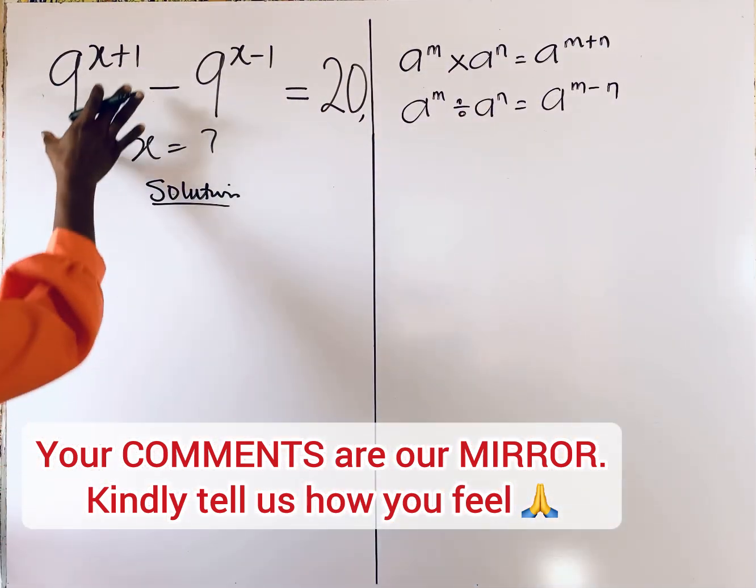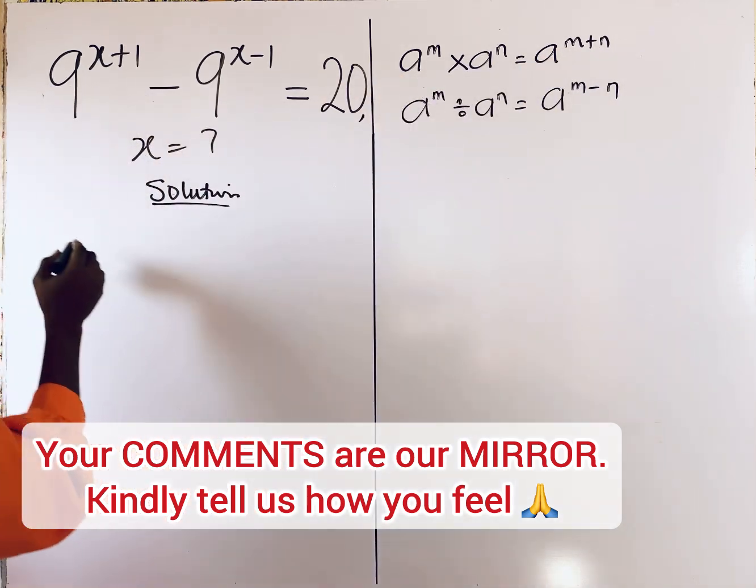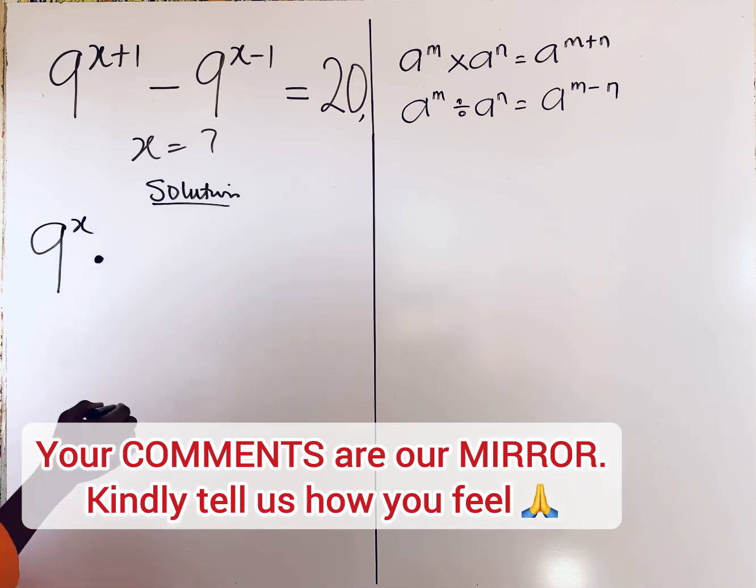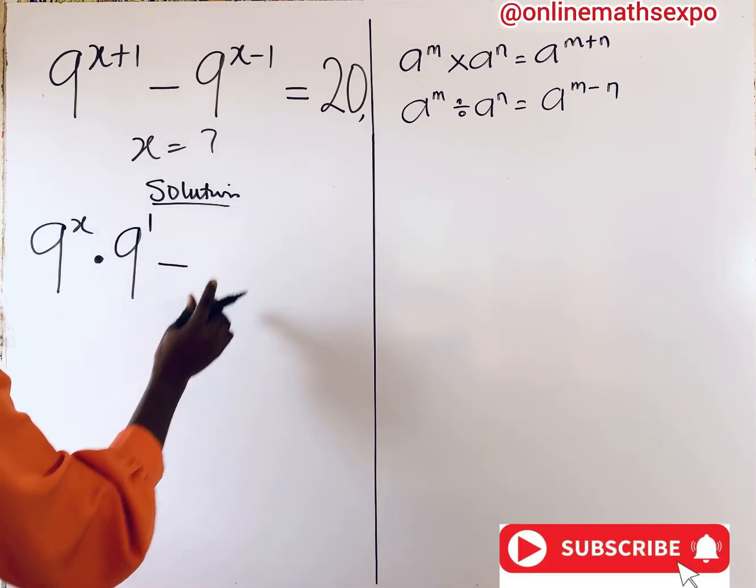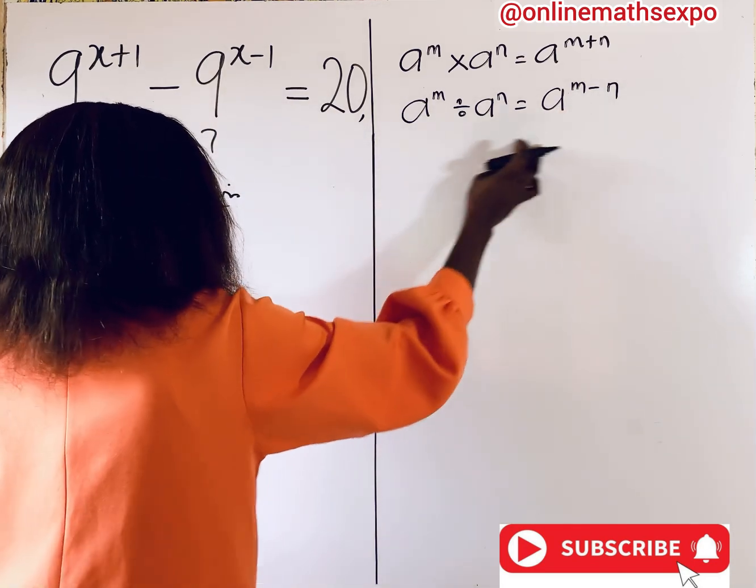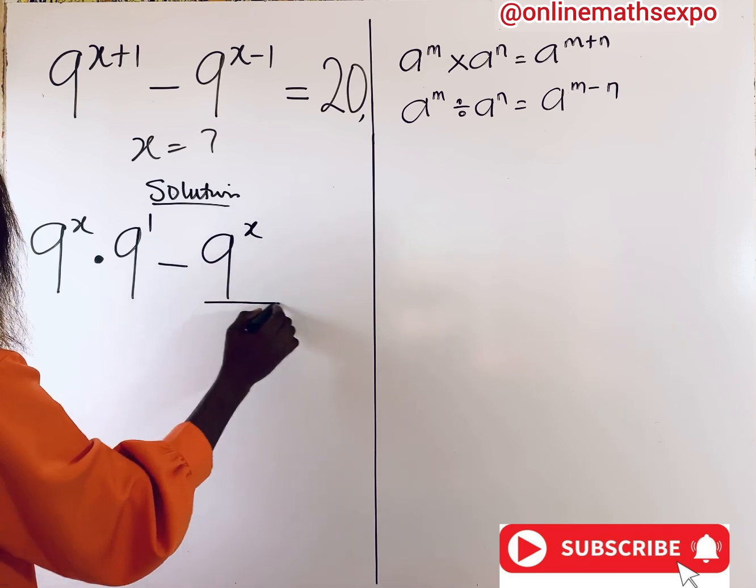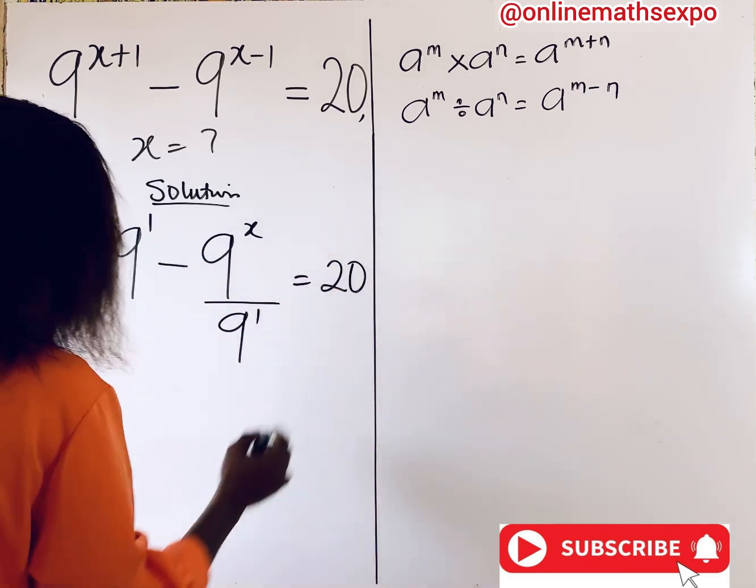So we are going to apply this rule. It means we are going to have 9 to the power of x. Let's use a dot for times, okay? Multiplied by 9 to the power of 1 minus x, and for this let's use the reverse, which is 9 to the power of x divided by 9 to the power of 1. And everything is equal to 20.